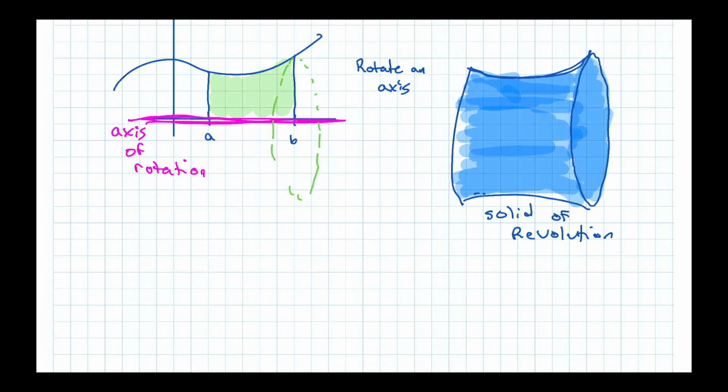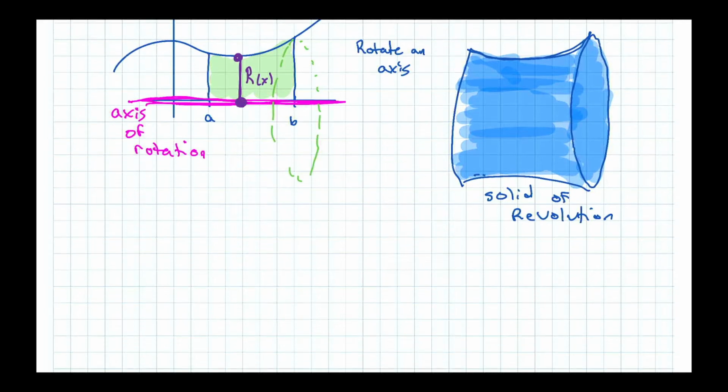So what you have to do is, on the original curve, from the axis of rotation up to the curve, that's a radius. And we call it r of x because as you move along the x-axis, of course, the radius is changing, right? So it's not just like r equals 3. Over here it's different than here, which is different than here. So you need it as a function. So you find your r of x.